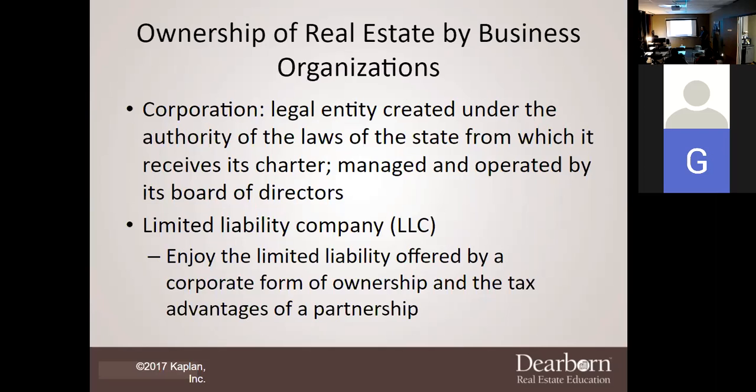Now, a corporation, of course, is going to be its own person. So in this situation, a corporation is a legal entity that is created under the authority of the laws of the state from which it receives its charter. It's managed and operated by its board of directors. So in this particular situation, Wyatt decides that he wants to go over and create a corporation.